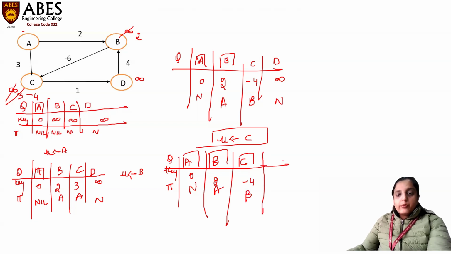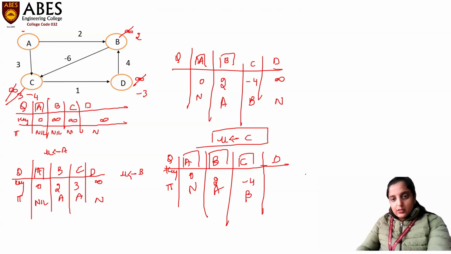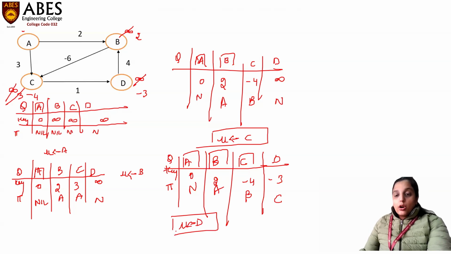Now we are only left with D. So from C, we can go to D. Yes. So minus 4 plus 1 is minus 3. So yes, we can write it like this. We'll update it in the matrix. So we'll write here minus 3 and the parent will be C. Next, we'll extract D. And from D, we cannot visit any vertex because from D we can go to B, but B is already visited. So there is no option left for us. So this is the final matrix that we got.